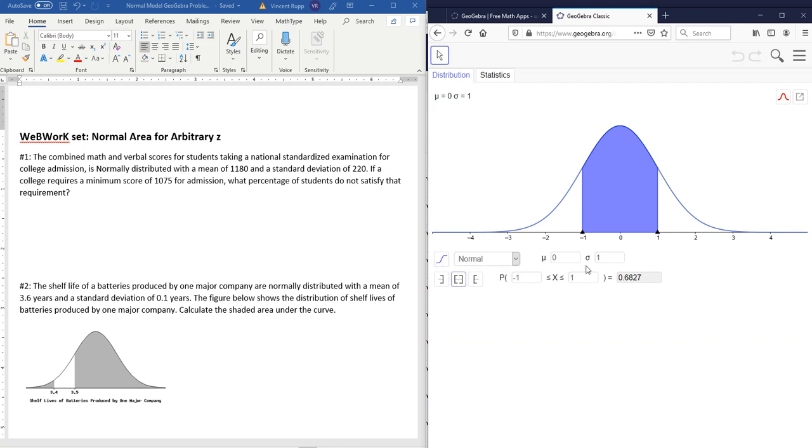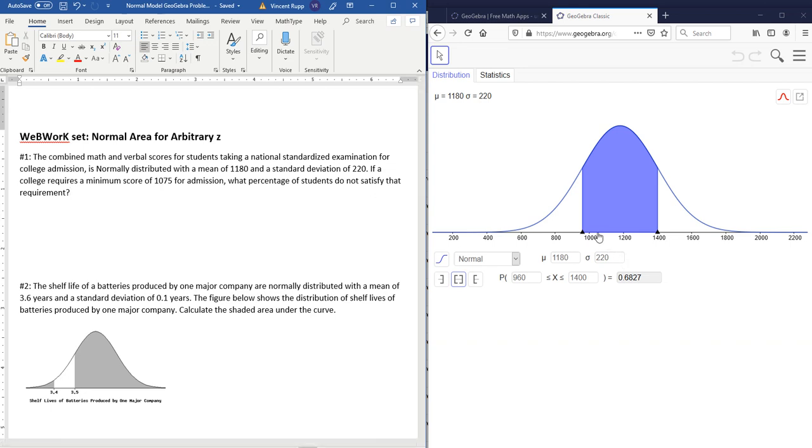You don't need to mess with this button. What you do need to mess with is everything else here. You can enter the mean and the standard deviation. In this problem, the mean is 1180, and the standard deviation is 220. So a college requires a minimum score of 1075 for admission, so that is somewhere over here. What percentage of students do not satisfy that requirement?